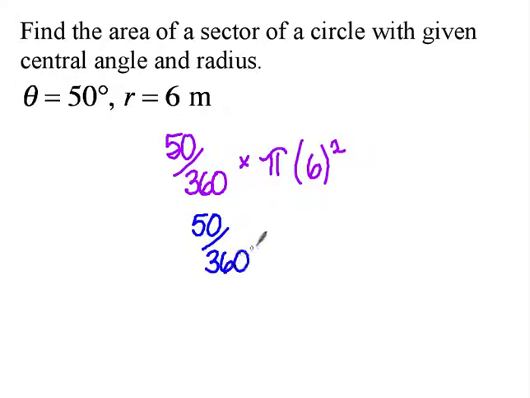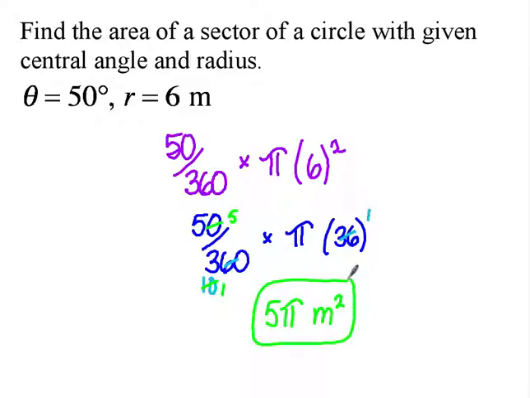Because we know that 6 squared is what, folks? 36. So really I've got my 36 here. I can cancel 36 and 360, right? 36 goes into 360 how many times? 10. Now look at your 10 and your 50. 1 and 5. So really what am I left with? 5 pi. Good job. So 5 pi meters squared. If you chose to multiply that out, you could, in which case you'll get about 15.71.